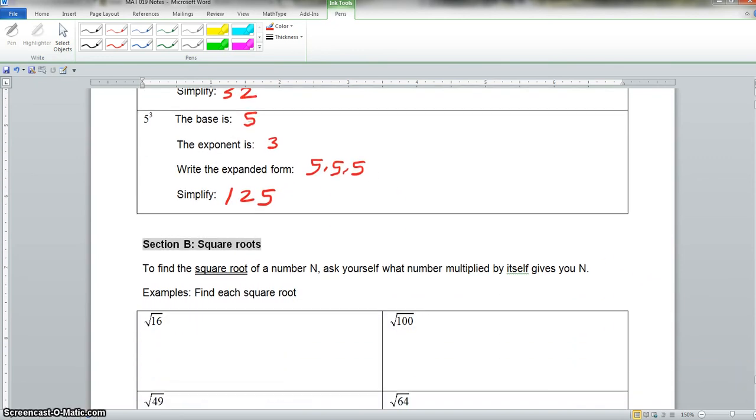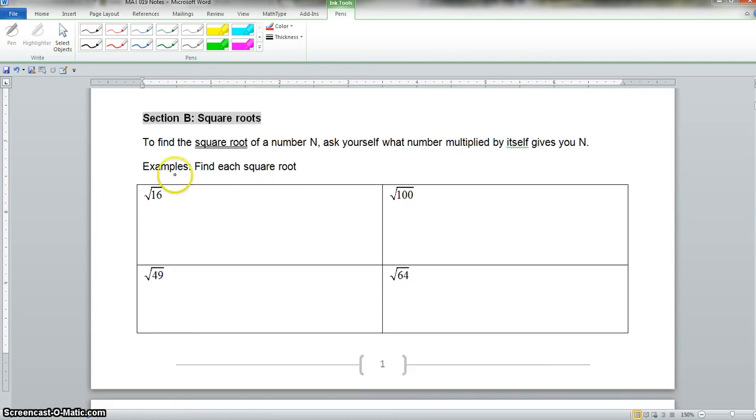Now we scroll down here to section B. It says to find the square root of a number n, ask yourself what number multiplied by itself gives you n. Find each square root. Now we have the square root of 16. We ask ourselves, what times itself is 16? We know that 4 times 4 is 16, so our answer here is 4.